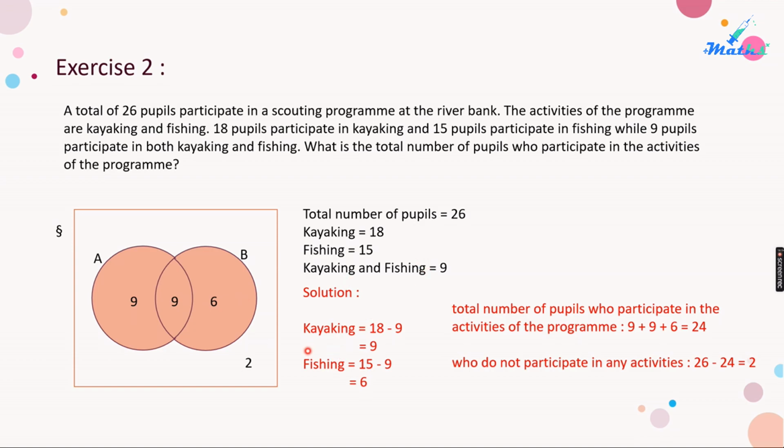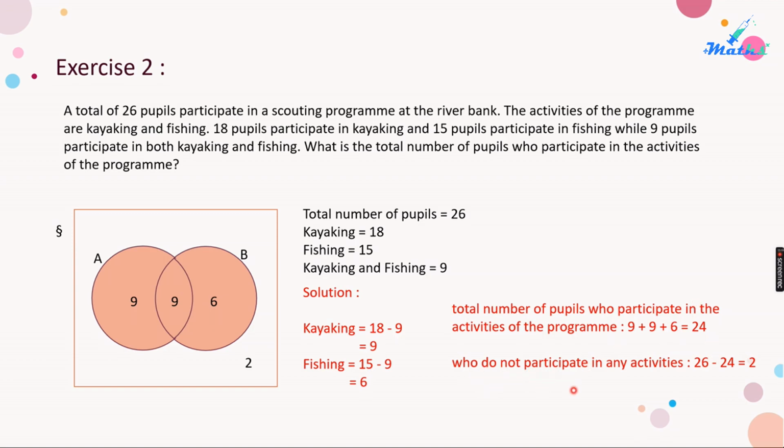For fishing, we got 50 people participate in fishing, so we also minus 9 and we get 6. And we have 6 people only participate in fishing. The total number of pupils who participate in the activity of the program is 24. We just take 9 plus 9 and 6. We take all the set A and set B, and we get 24.